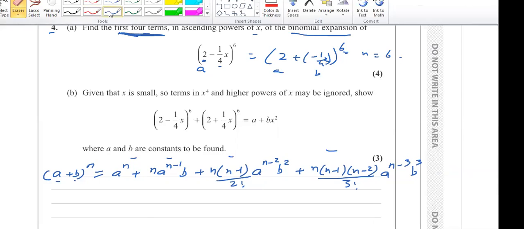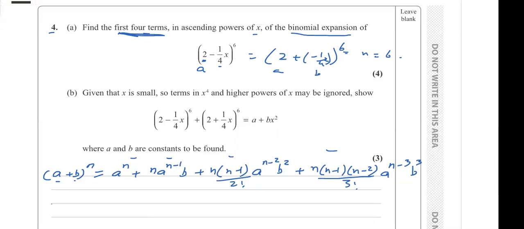So just replace, put the values of a and b here. If I put the values of a and b, it will become (2 minus 1 over 4 x) to the power 6. So using that, what is a? A is 2. I will say 2 power 6, because n is 6, plus 6, 2 power 6 minus 1 will be 5. And b, what is b? B is minus 1 over 4x.